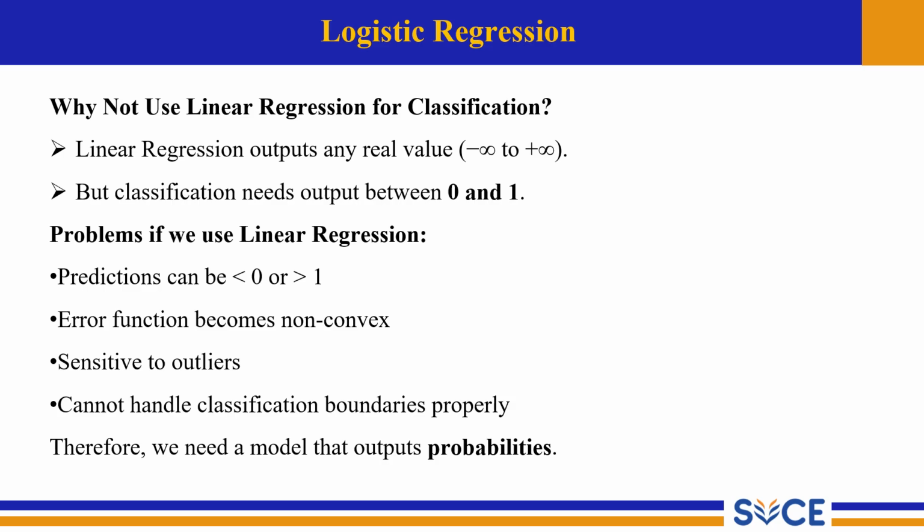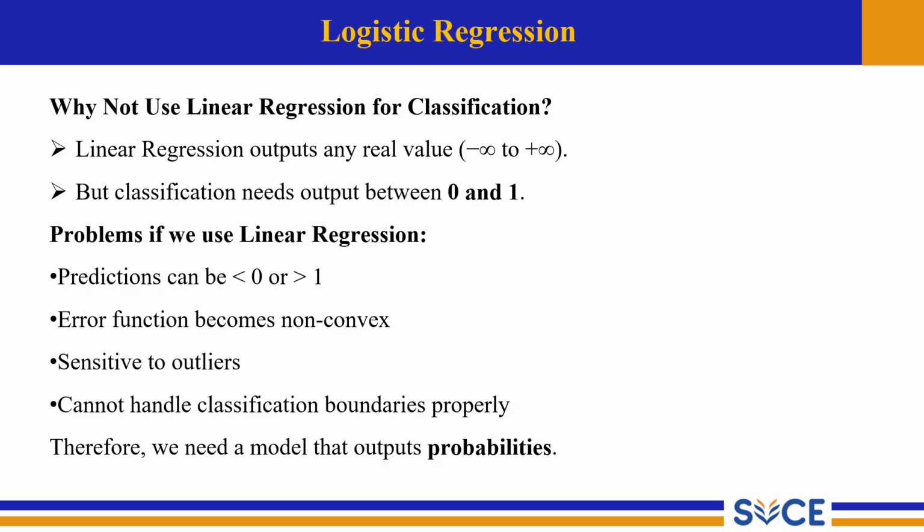Fourth one is sensitivity to outliers. Linear regression is also highly sensitive to outliers. A single extreme data point can distort the regression line. In classification problems, this can lead to misclassifying entire groups of data, because the model is pulled in the wrong direction.